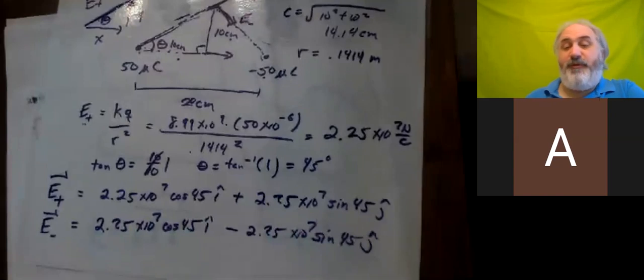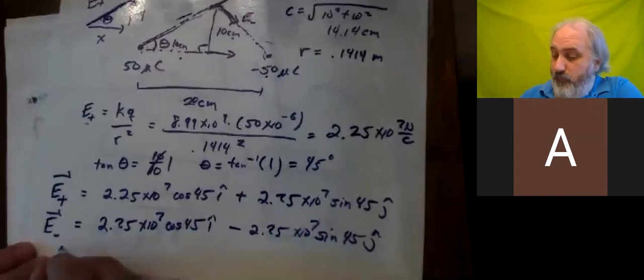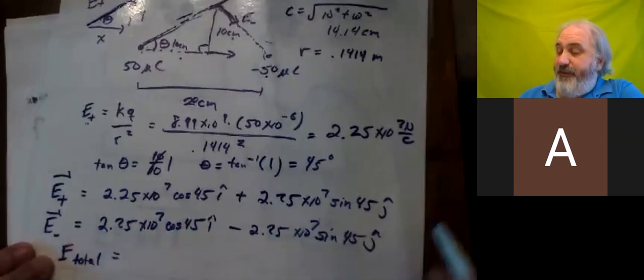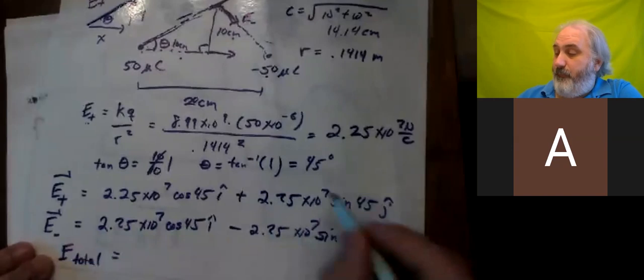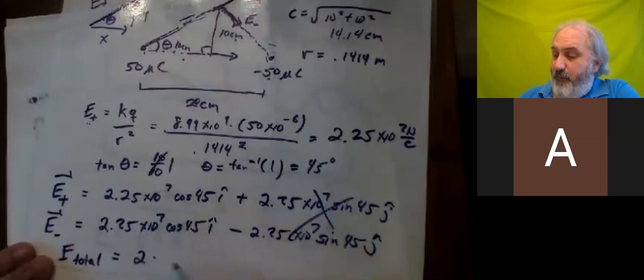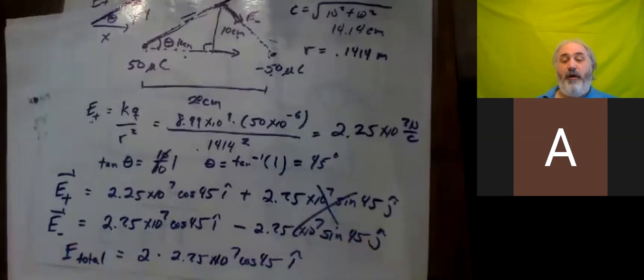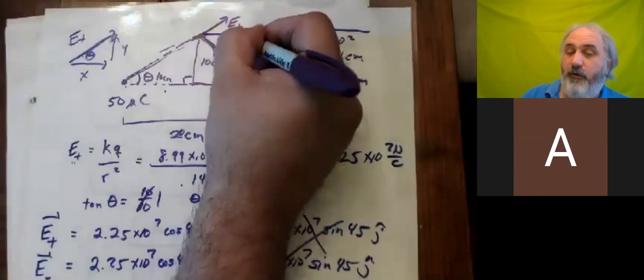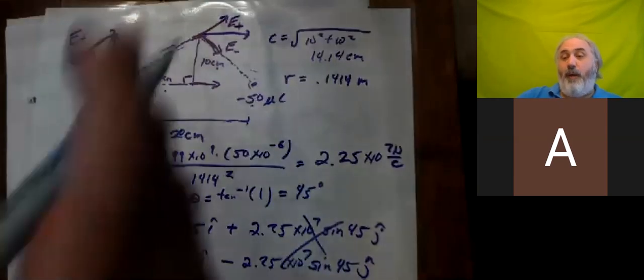Now, when I go to add them together and get my total, what's going to happen is their j hat components are equal but opposite. Those cancel. I'm going to have this twice. So 2 times 2.25 times 10 to the 7th cosine 45. It's all in the x direction, nothing in the y direction, which means my final answer is straight to the right. No up and down components at all.